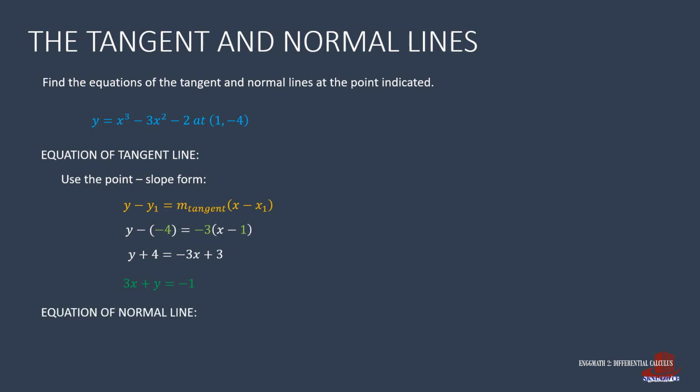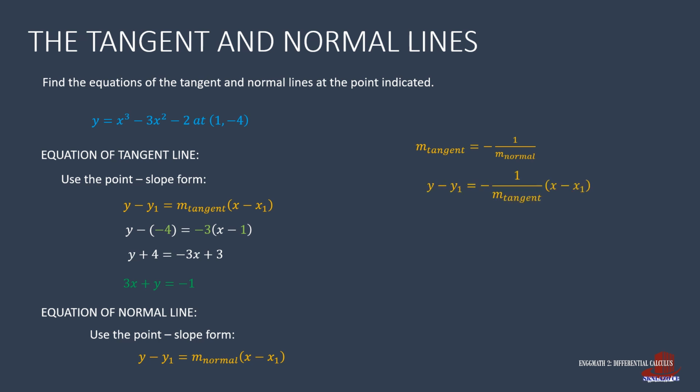Next is to look for the equation of the normal line, still using point-slope form, but this time, the slope should be the normal slope. Then since what we have is the tangent slope, we use the relationship that the tangent slope is the negative reciprocal of the normal slope. Place this into the point-slope format and plug in the given parameters, making y minus negative 4 equal to the negative of 1 over negative 3 multiplied by x minus 1.